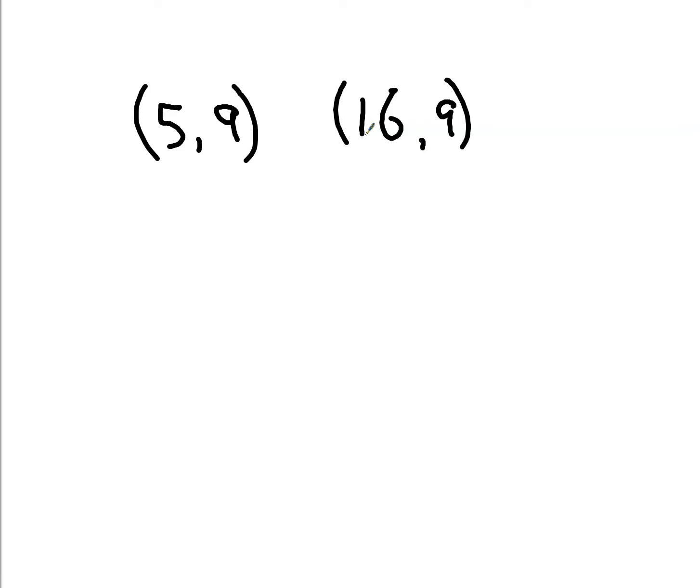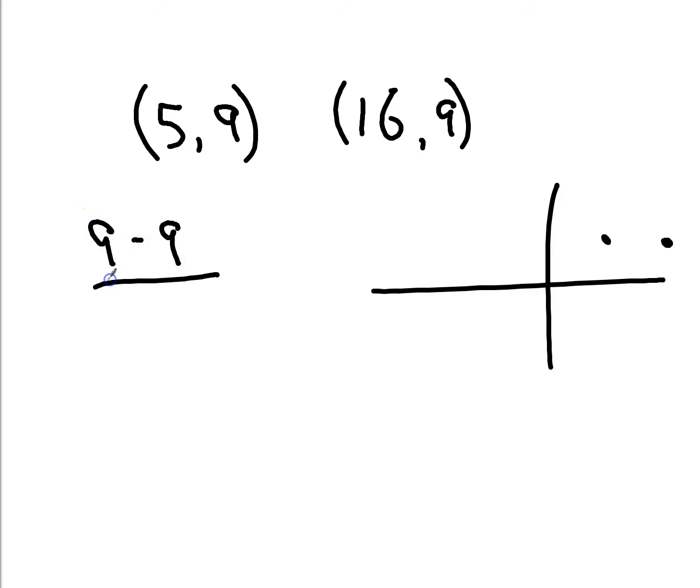Same thing happens if you get something with the same y coordinates. If you have (5, 9) and, let's call it, (16, 9). Well, these two points are the same height. If you look at the graph over here, (5, 9) might be here, and (16, 9) might be there. They're the same height, so you're going to get a horizontal line. Let's see what happens. Subtract the y's, 9 minus 9. Subtract the x's, 16 minus 5. Well, 0 divided by anything is 0, so your slope is 0.